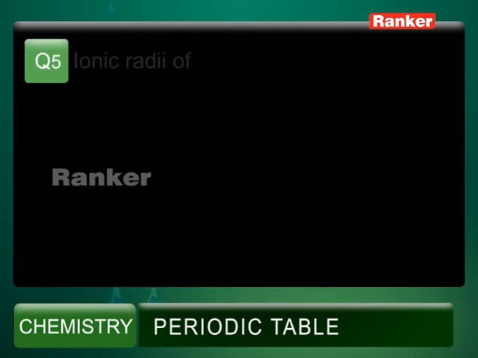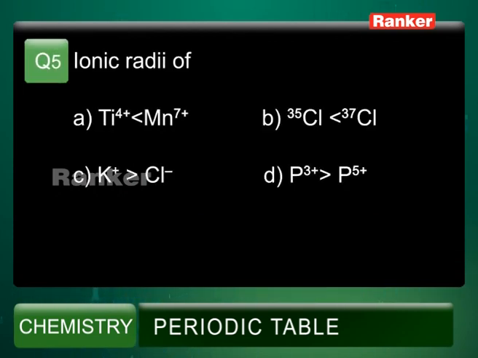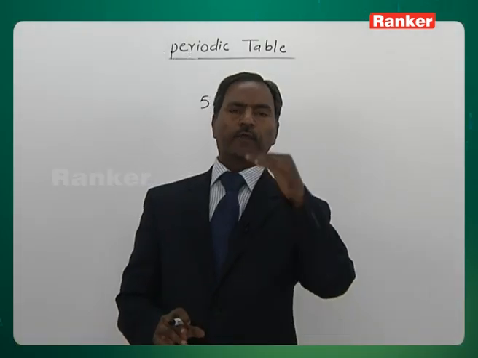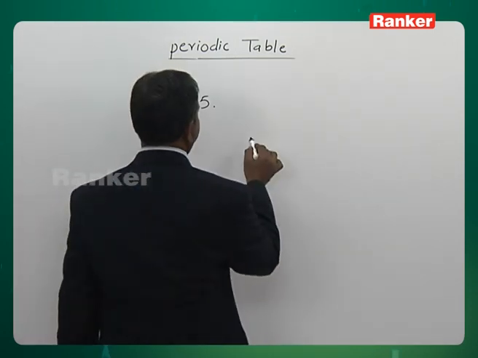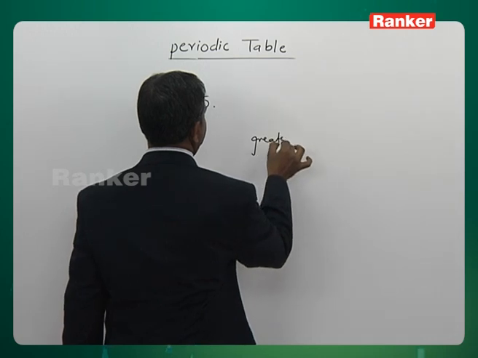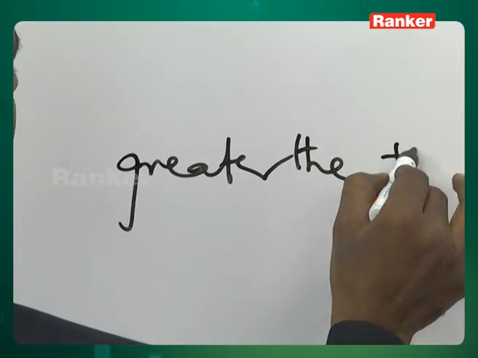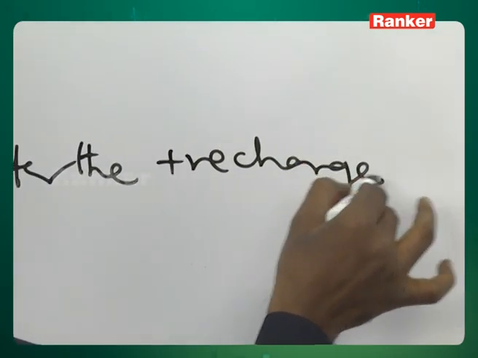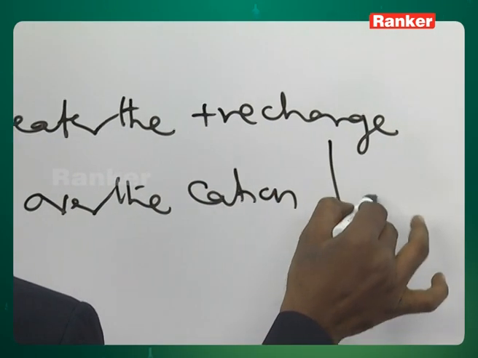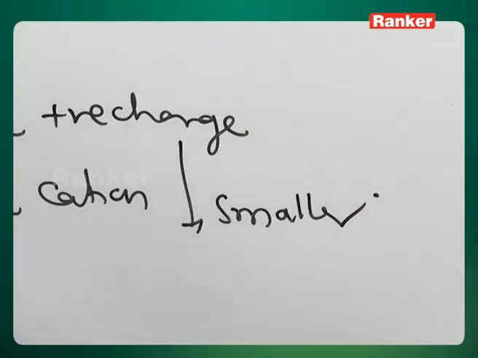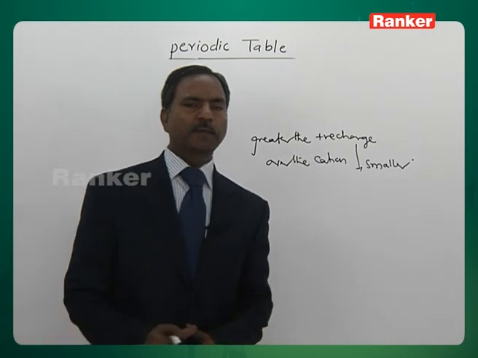Question number 5. Ionic radii: A, titanium plus 4 less than Mn plus 7; B, Cl35, Cl37; C, K plus and Cl minus; D, P plus 3 and P plus 5. See one thing, once you talk about ionic radii, the greater the positive charge over the cation, the smaller will be the size. According to this particular concept, let us see.